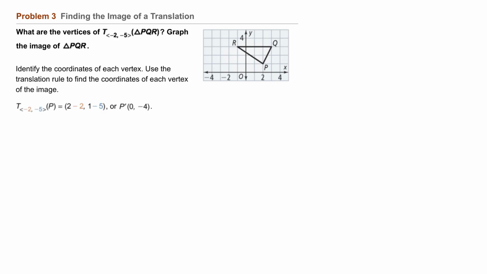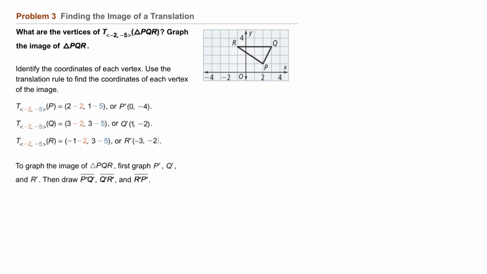So when we first apply the translation rule to point P, well, its x-coordinate, 2, must have 2 subtracted from it. So the new x-coordinate will be 0, the x-coordinate of P prime. Then the y-coordinate, well, we have to subtract 5 from the y-coordinate, so the y-coordinate of P prime is negative 4. Performing the same translation on each of the remaining points, we find the translated image of Q prime is 1 comma negative 2, and the coordinates of the translated image of R prime is negative 3, negative 2.